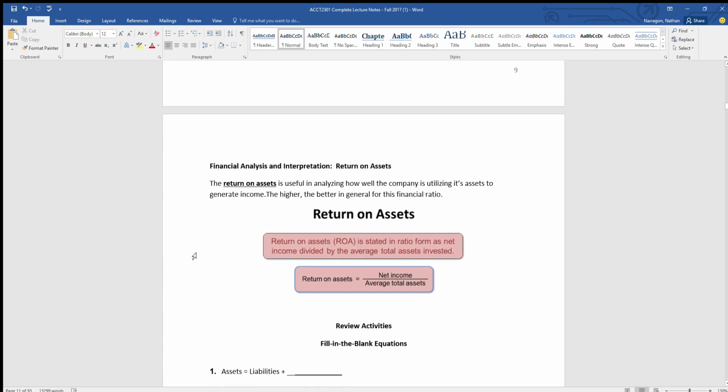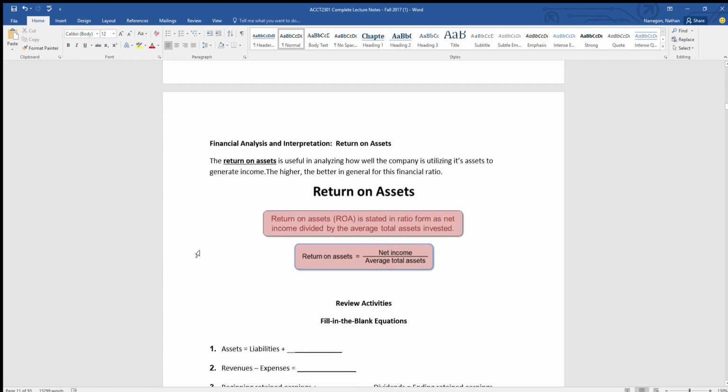So right here, you're going to see these at the end of most chapters, and these are ratios that we as accountants use to analyze. The first one is basically our return on assets. Did we make money on the asset? Is it going to make us money? Are we doing well? This is basically how well a company can utilize its assets to make money.